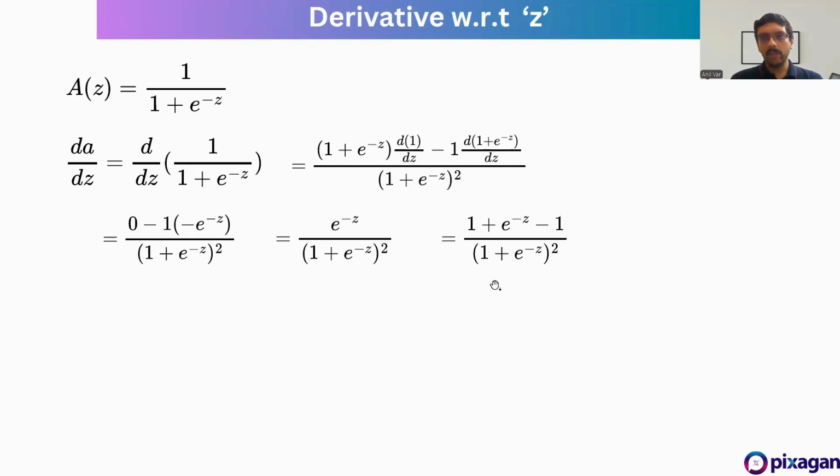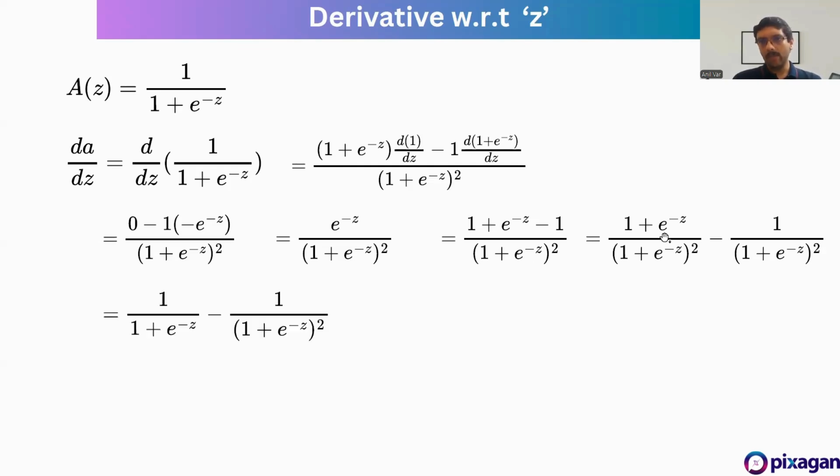But what this allows us to do is now separate this into two parts. You can have 1 plus e to the power of minus Z by 1 plus e to the power of minus Z squared, and then minus 1 by 1 plus e to the power of minus Z squared. Okay. And now 1 plus e to the power of minus Z by 1 plus e to the power of minus Z squared, you can simplify this as 1 by 1 plus e to the power of minus Z, right? This is the power of 1, it's the power of 2. So you can simplify that.